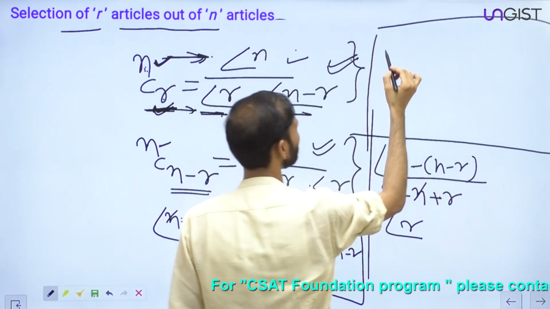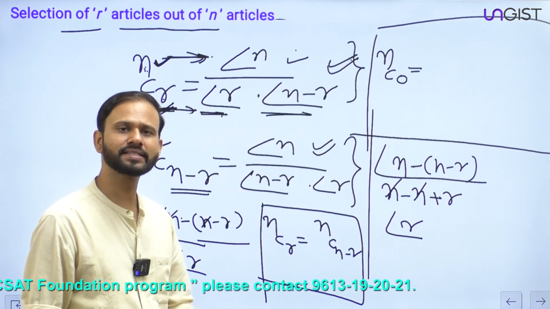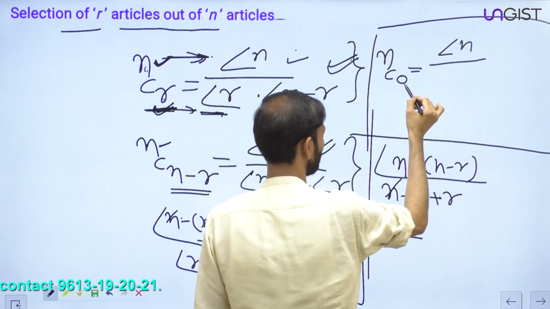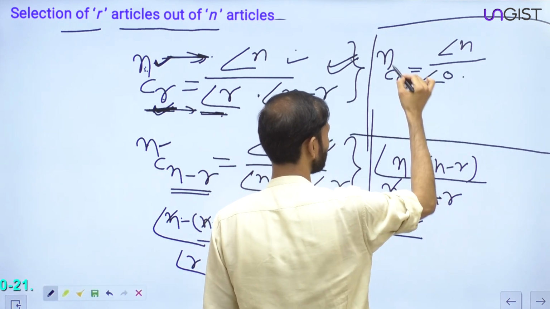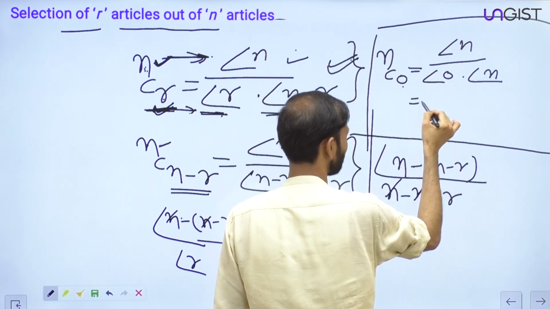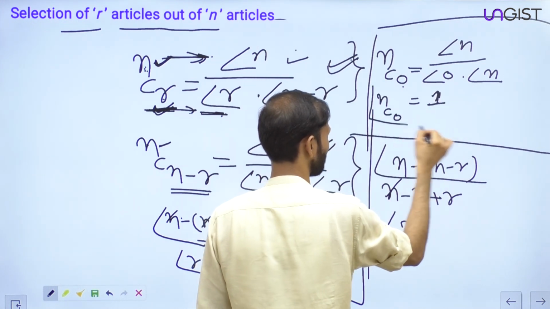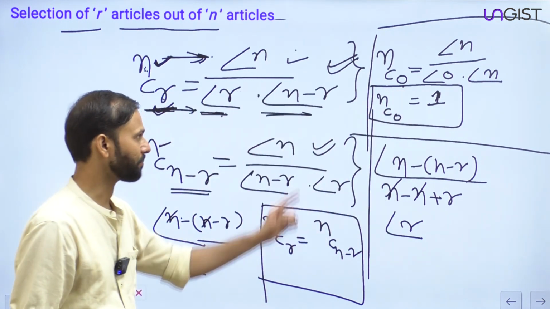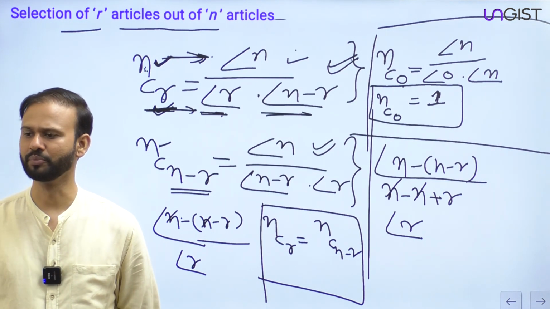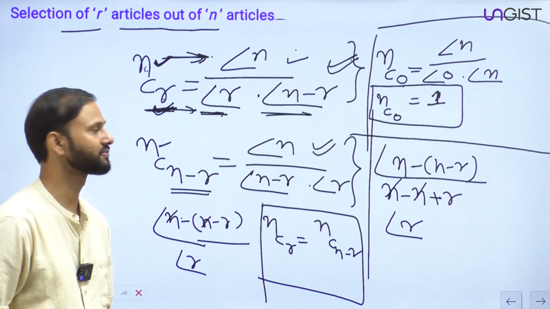Can you tell me the value of NC0? Guys, NC0 will be what? According to the formula, this will be factorial n, and this will be factorial 0, and this will be the factorial of the difference of these two numbers. So n minus 0 is n. So NC0 is 1, right? Everybody, NC0 is 1. Please take care of this. NC0 will always be considered as 1.